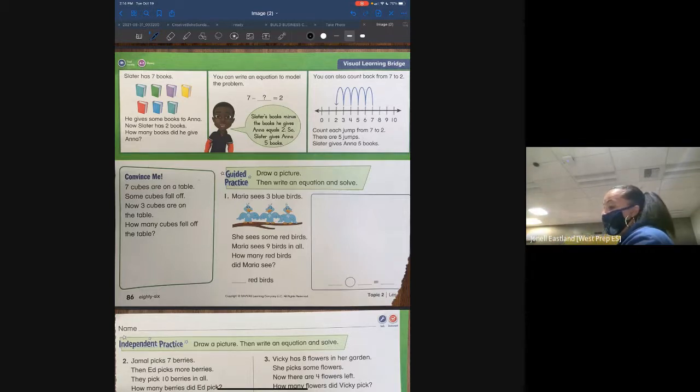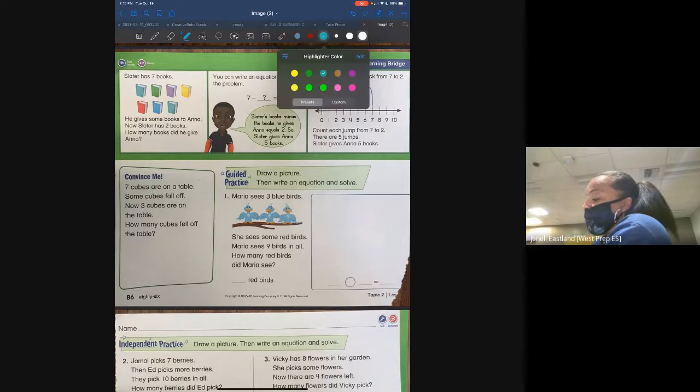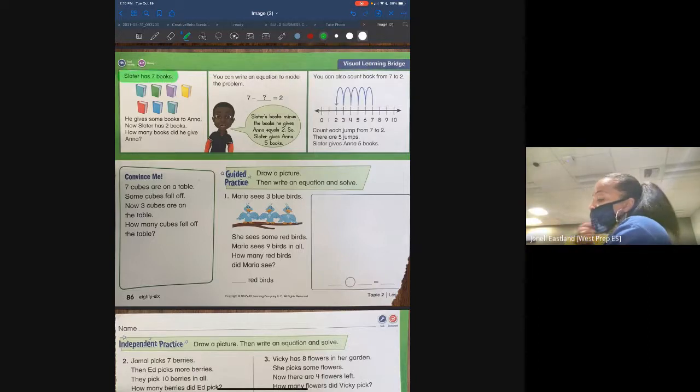So here's the question. Slater has 7 books. He gives some books to Anna, and now Slater has 2 books. How many books did he give to Anna? Who can tell me what we know just on this first part? What do we know? Dylan. That we have 7 books. So give me a thumbs up if you agree that we know that we have 7 books. I agree. We know that he has 7 books. We can see 7 books.